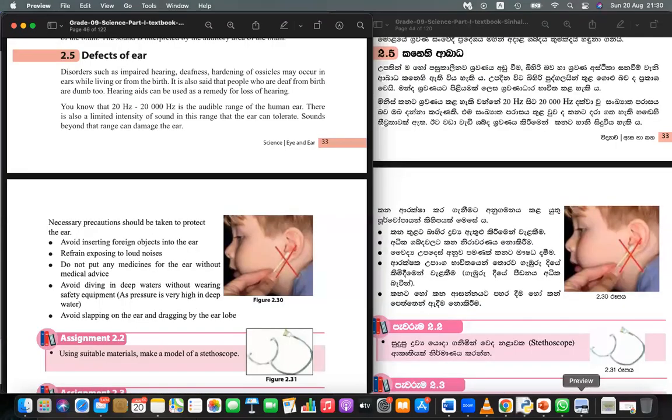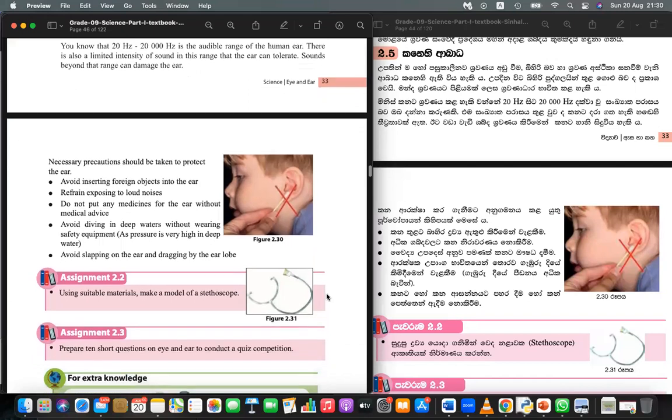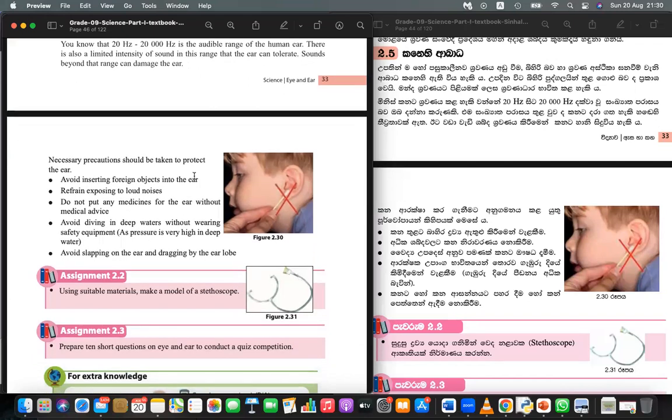And this is about the defects of ear. What can happen? One thing is that it can be a physical damage, but mostly those can now be corrected through plastic surgeries and all. But for the protection of your ear, you need to stop inserting foreign objects. Even the cotton buds, it's not so good. I said that's a very sensitive thing.